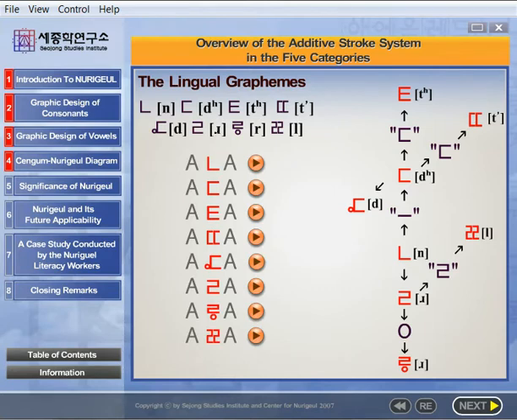Now let's practice the 8 lingual alveolar sounds. Ana. Ata. Ada. Ara. Alla.